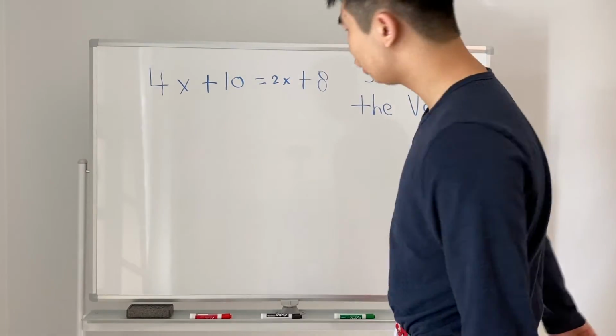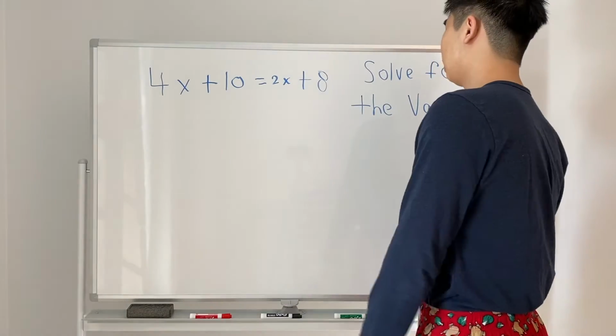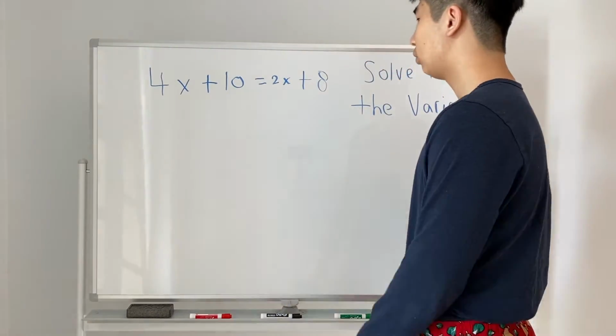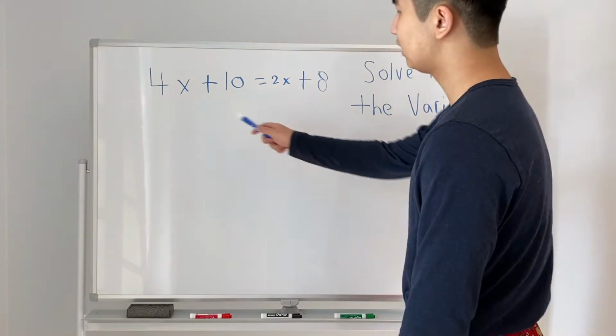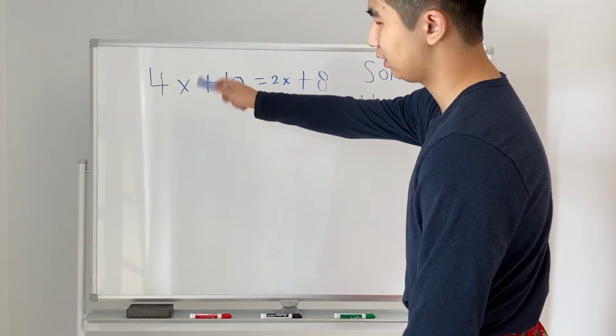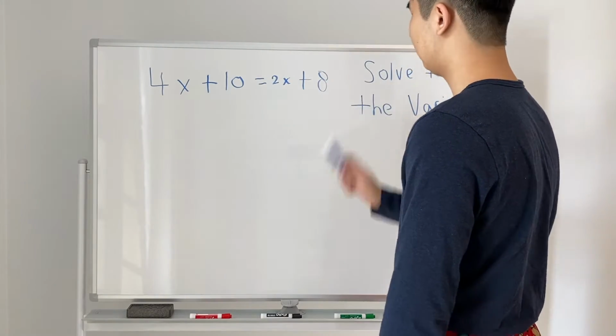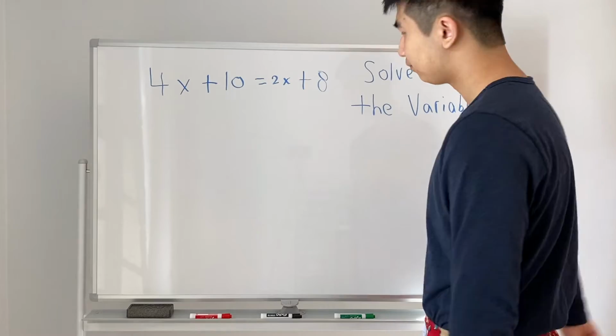So with this type of question, you want to get all the numbers with an x in it to one side and all the numbers without an x to the other side. So what I want to do is I want to get this 2x to this side so that 4x and 2x are on the left side. And I want to get 10 to the right side so that 8 and 10 are on the right side. So how am I going to do that?